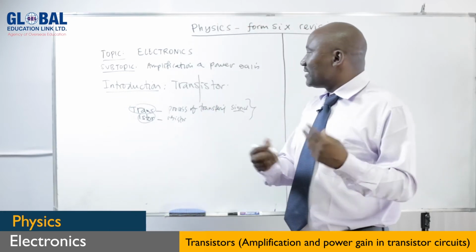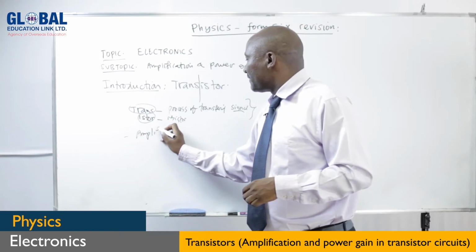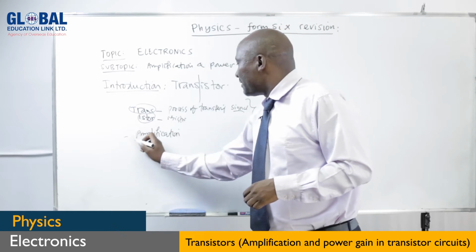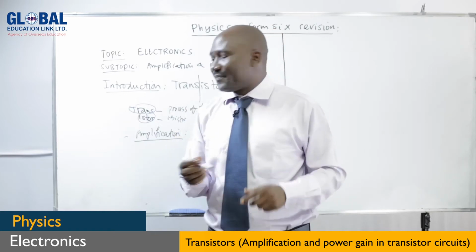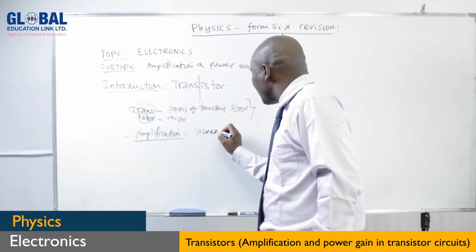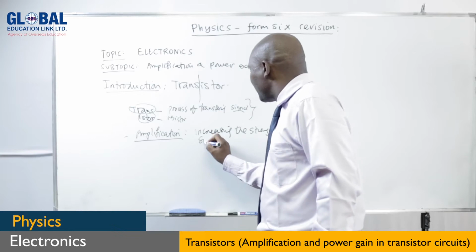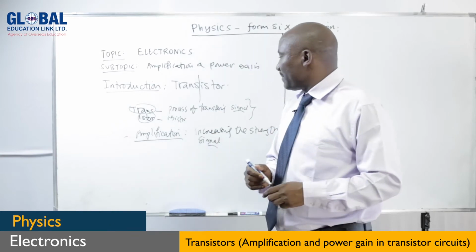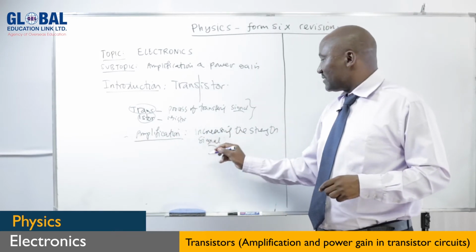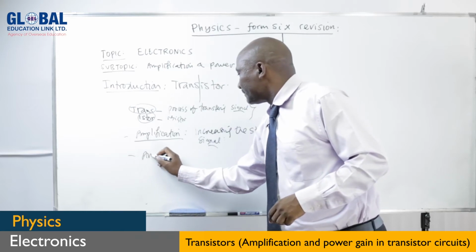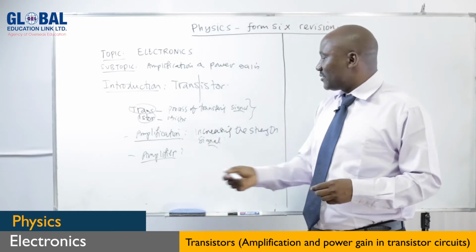As we learned in class, the transistor is normally used for amplification. Amplification means the process of increasing the strength of a signal. This process is what we call amplification. The device that you normally use for this is given the name amplifier. So that's the main task of the transistor.